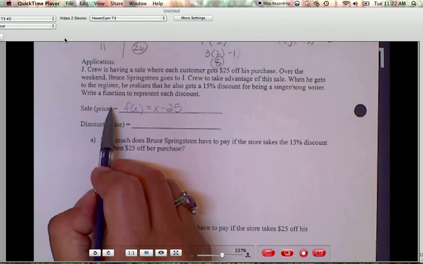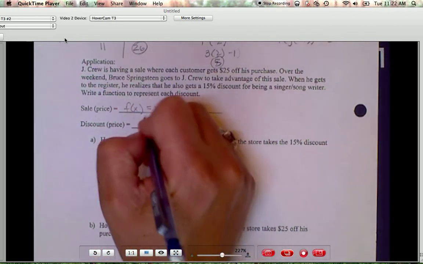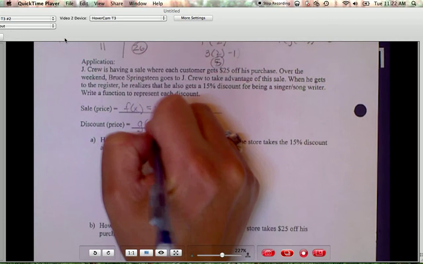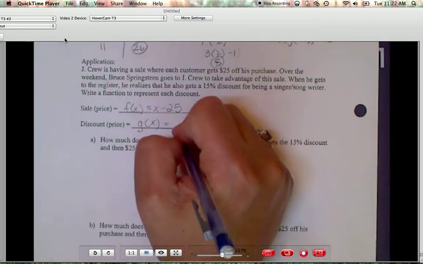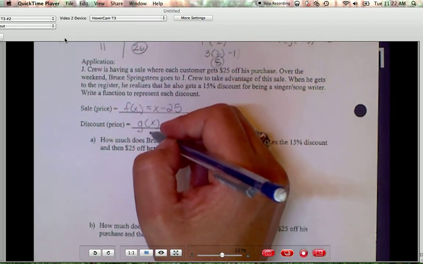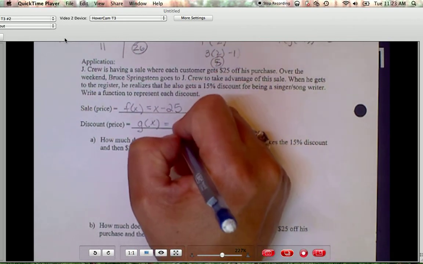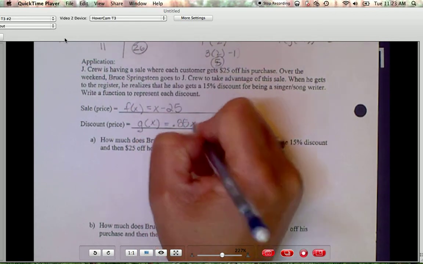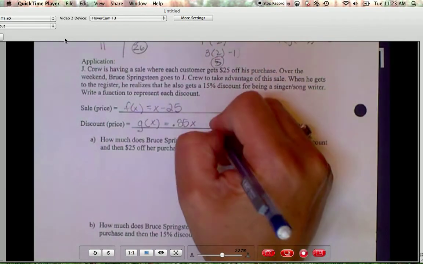Because he's Bruce Springsteen, he also gets a 15% discount. So we have a second function that says that g of x is going to be a discount of 15%. So we have to imagine g of x isn't going to be the 15%, because that's not what he's going to pay, but it's going to be 85%. He will only pay 85% of it. Okay, so this is what he'll actually pay, 85%.